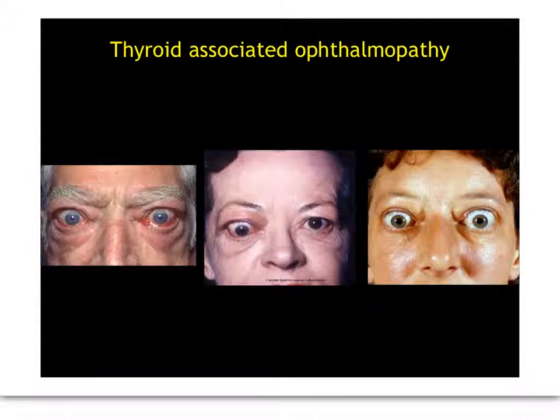A few words about thyroid-associated eye disease or ophthalmopathy. We've got a few examples, quite gross examples of people with external ophthalmoplegia in this case. Pretty gross swelling around the eyes in this case, where you get an impression that the eye has been pushed forward, which is what we mean by exophthalmos. This person has this inflammation around their eye.